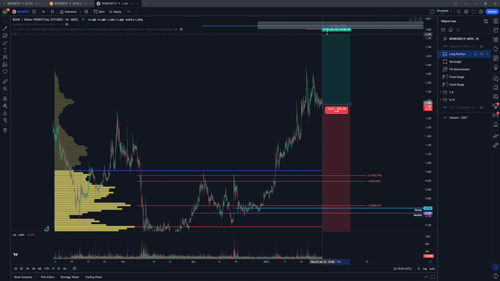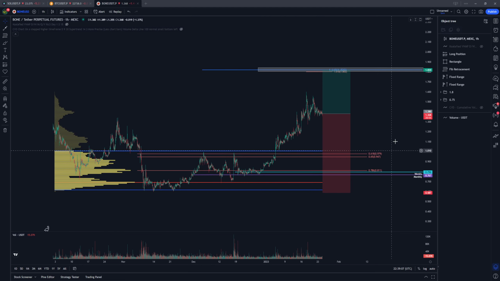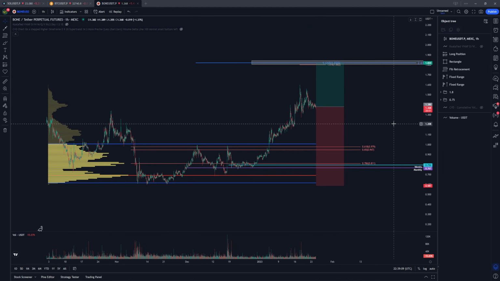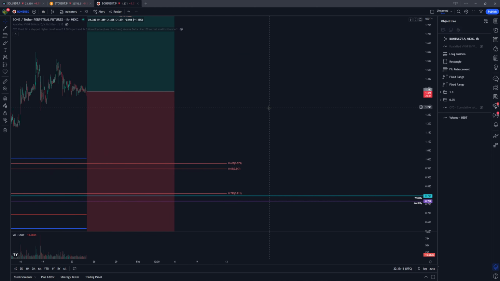but if my next area of resistance I'm looking at is right here, the risk management, the risk to reward is just awful. There's no real good long to be had here, in my opinion. I just wouldn't take a long here.